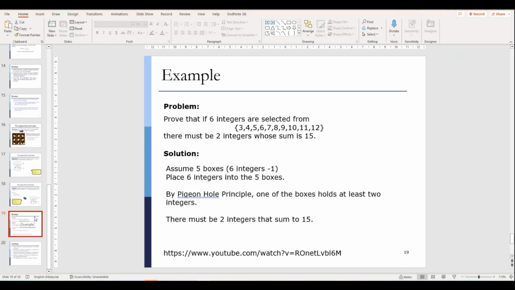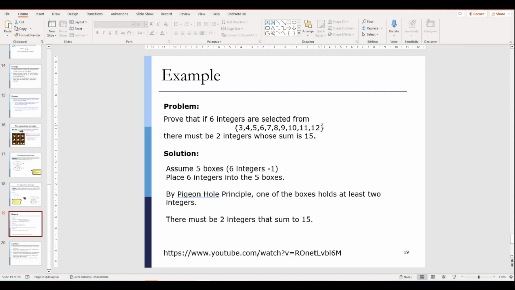Okay, so let's look at one example. Prove that if 6 integers are selected from the following set. This set has what elements? 3, 4, 5, 6, 7, 8, 9, 10, 11, 12. How many elements are there? 1, 2, 3, 4, 5, 6, 7, 8, 9, 10. There are 10 elements. I want to select 6 from the 10 elements.